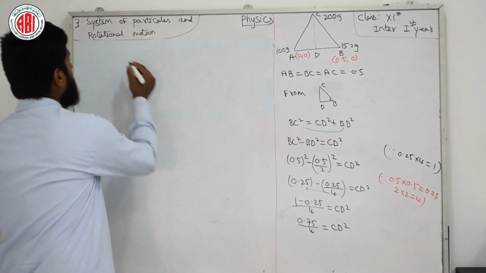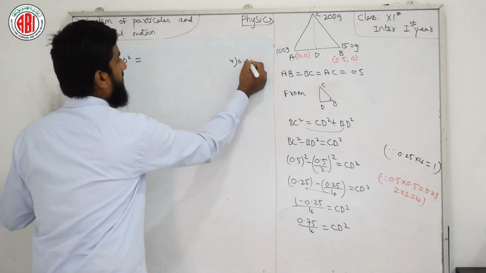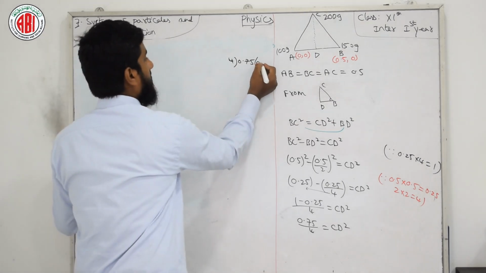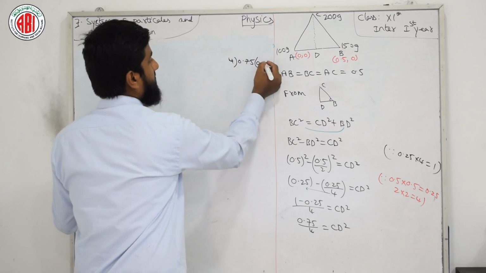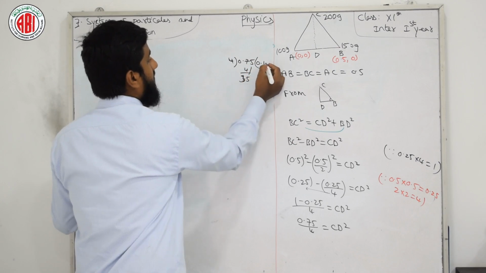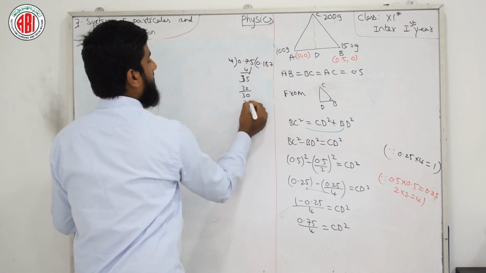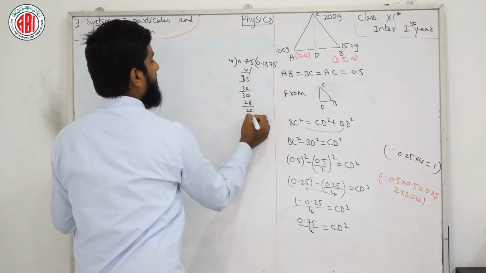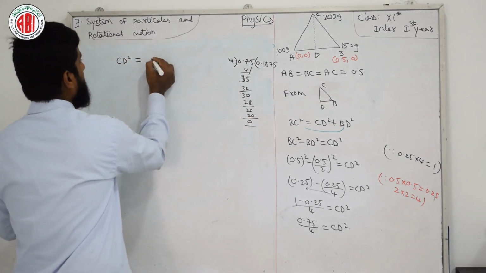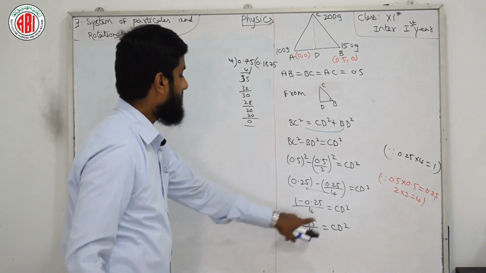Now CD square is equal to 0.75 divided by 4. How can I divide it? First I need to put 0.1, not 0 point. 4 ones are 4, the remainder is 3, and 5 comes down. Next, 4 8s are 32, we get 3 again, 4 7s are 28, again 4 5s are 20. So we got the final answer 0.1875, after dividing 0.75 by 4.